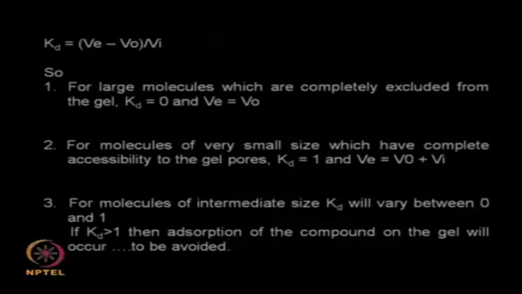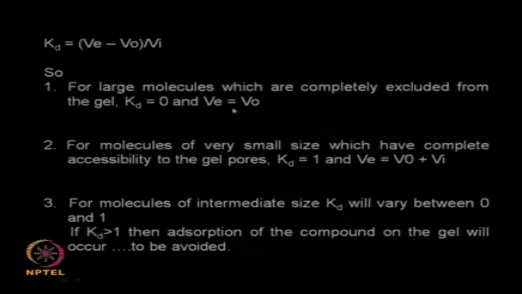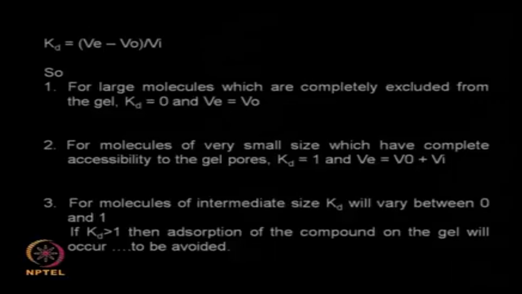If the molecules are very large, that means the molecules cannot enter the pores and it is completely excluded from the gel, so we can consider Kd is equal to 0. So that is the situation where molecules are very large. So if Kd equal to 0 then Ve equal to V naught, that means the eluent volume will be exactly equal to the interstitial space, that is all, because your solute does not interact with your solid phase material, that is solid gel.